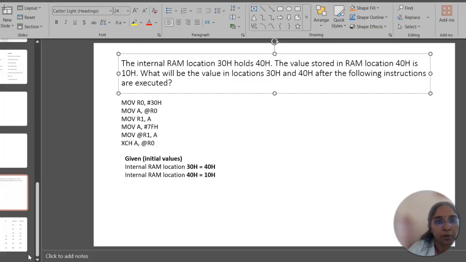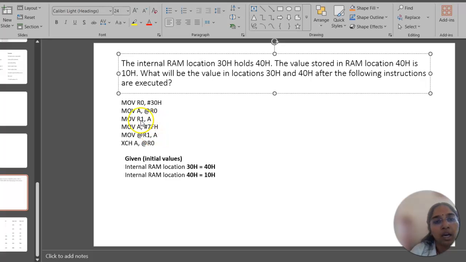The program is: MOV R0, #30H; MOV A, @R0; MOV R1, A; MOV A, #7FH; MOV @R1, A; XCH A, @R0.